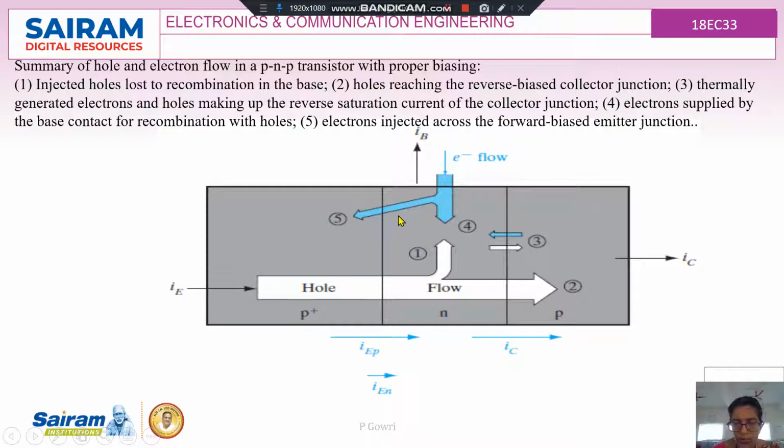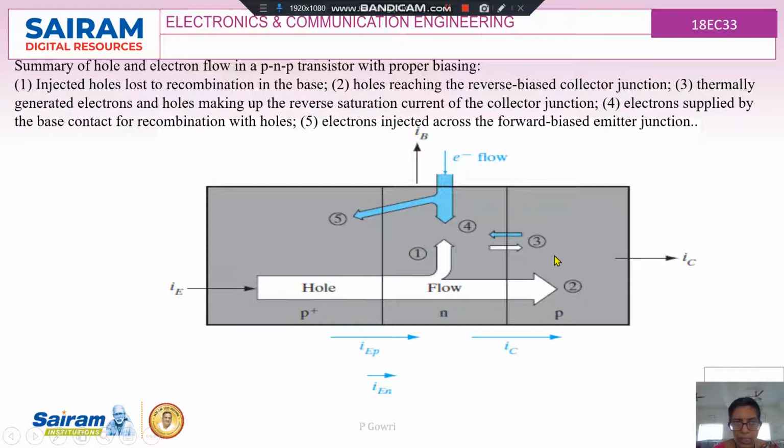The next one is what happens to the electrons moving here. Some of the electrons will be moving here, and some of the electrons will get recombined. To compensate for those electrons, they will be supplied by the base terminal. So the electrons will be moving in this direction, that is, coming inside from the contact. They will be resupplied, and this gives me the current IB. Since the electron is moving in this downward direction, my IB current will be opposite to this. So these are the various current components present here.